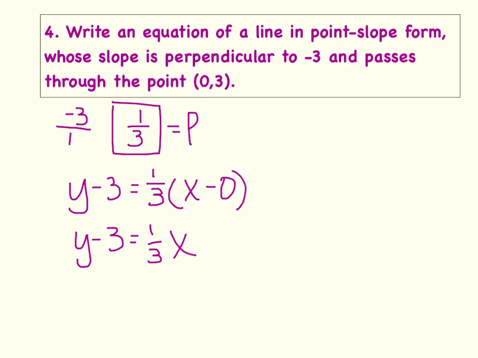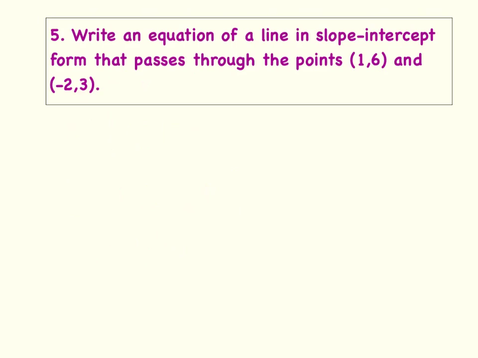I know at the beginning of this video I said we were going to do 4 examples together, but I forgot about a 5th one. So let's go on to example number 5, and I promise this is the last one. Now in this example, it is asking us to write an equation of a line in slope-intercept form that passes through the points 1, 6 and -2, 3. This example is different than the others because in this example we are given 2 points instead of 1 point and the slope. Whenever you are given 2 points on a line, it is very easy to find the slope.